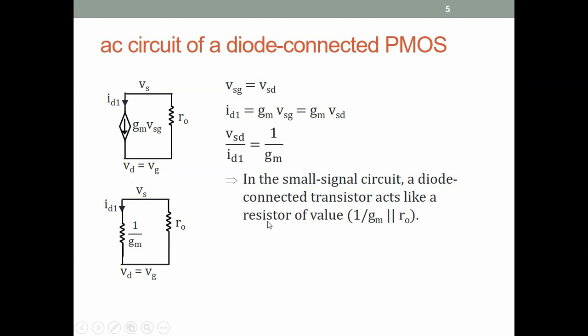Therefore, in the small signal circuit, a diode connected transistor acts just like a resistor whose value is the parallel combination of 1 by gm and ro. Alright, so remember this because we will encounter diode connected transistors often in our circuits. So the small signal circuit is much simpler.